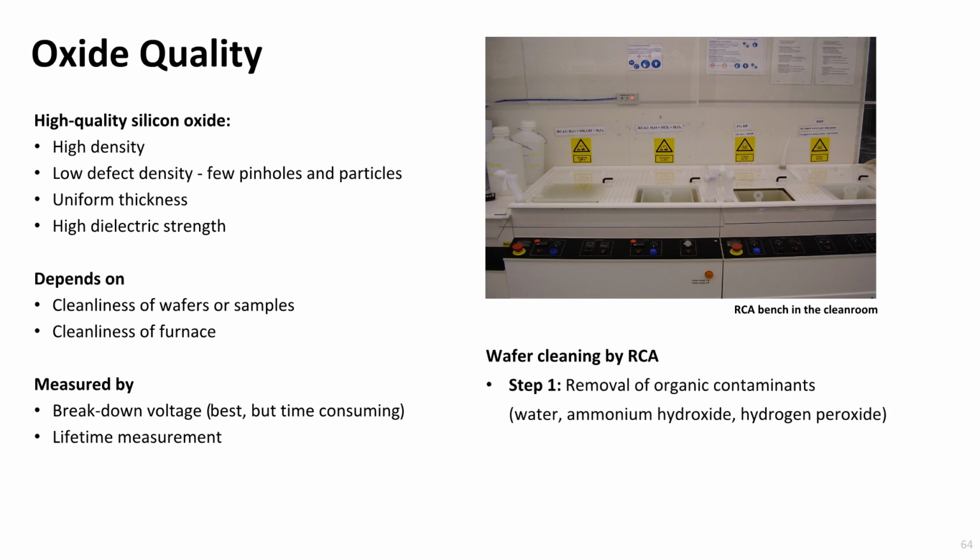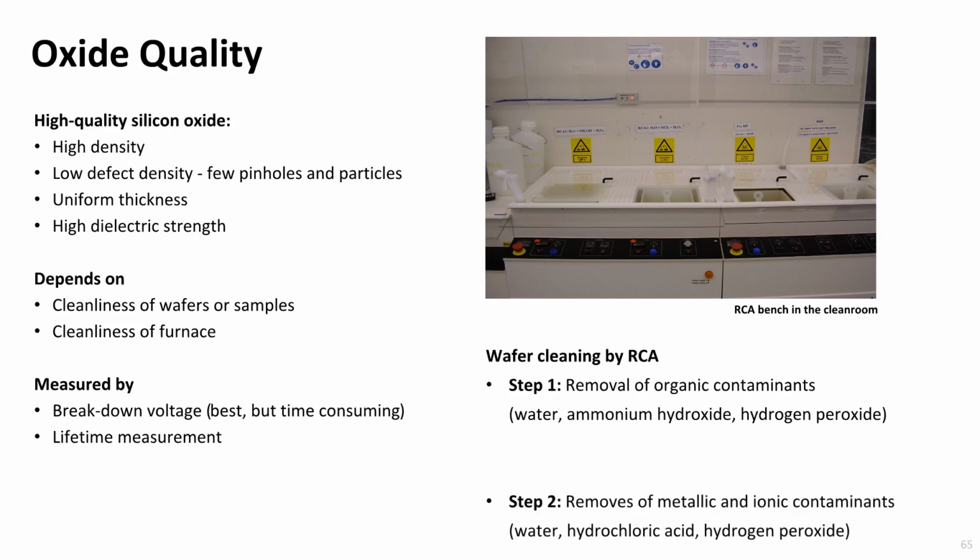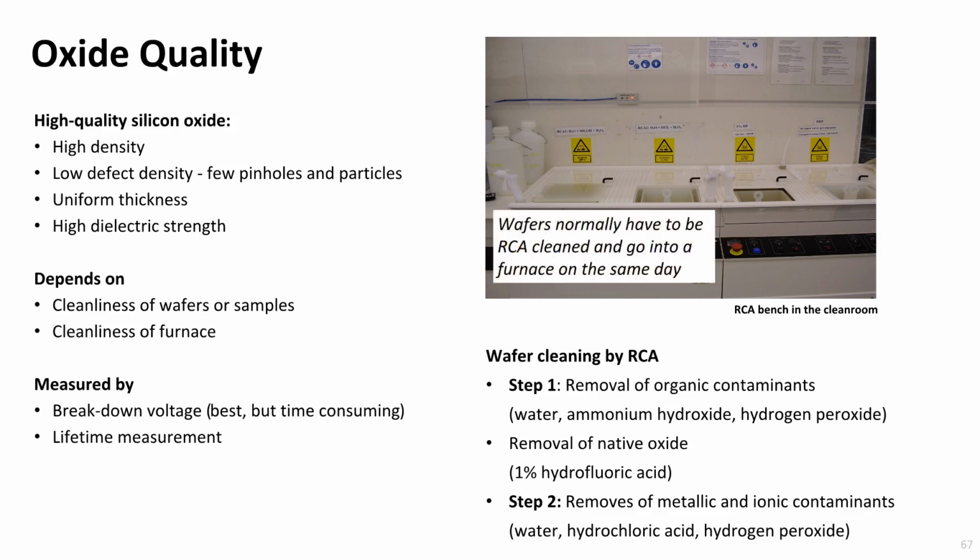The RCA cleaning typically involves two main steps. The first step removes organic contaminants using a mixture of deionized water, ammonium hydroxide, and hydrogen peroxide. The second step removes metallic and ionic contaminants using a mixture of deionized water, hydrochloric acid, and hydrogen peroxide. Normally, an intermediate cleaning step that etches away native oxide using hydrofluoric acid also has to be done. This can, however, be skipped if the wafers already have a grown or deposited oxide layer that should not be etched away. Notice that wafers normally have to be RCA cleaned and go into a furnace on the same day.